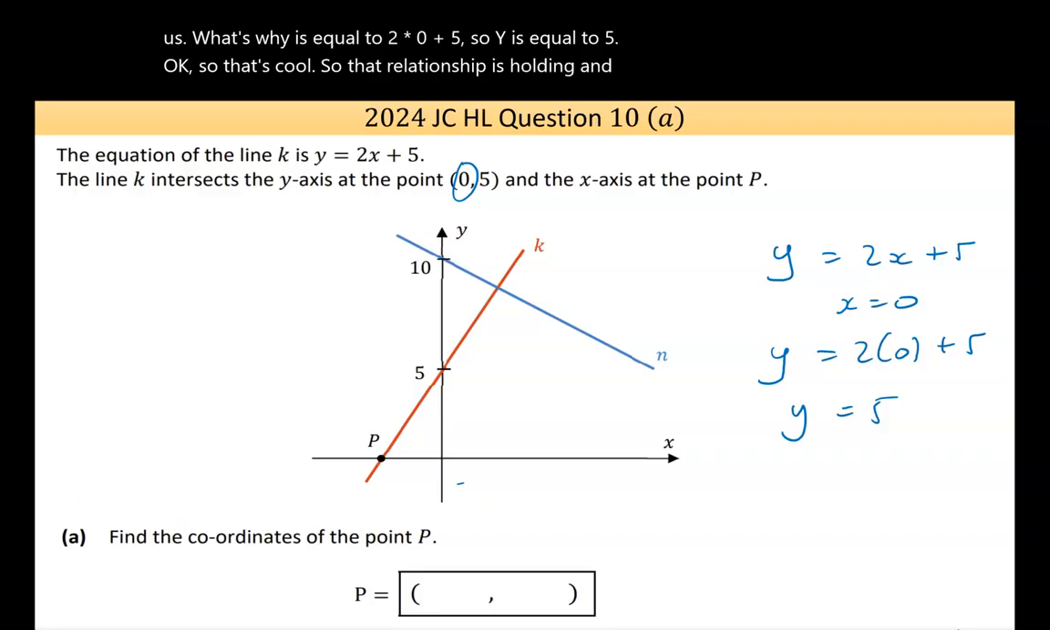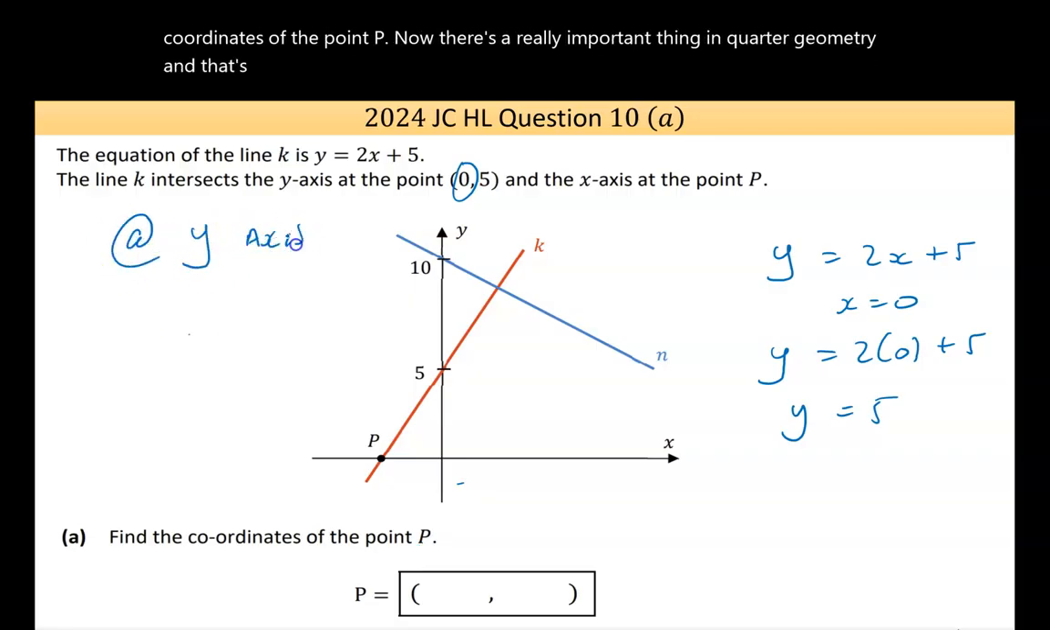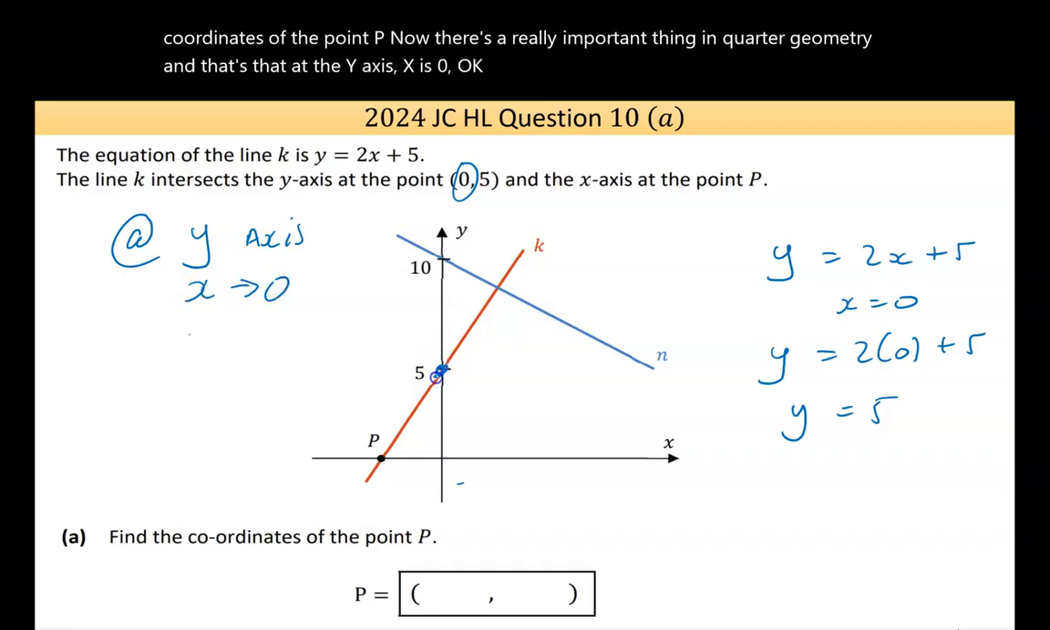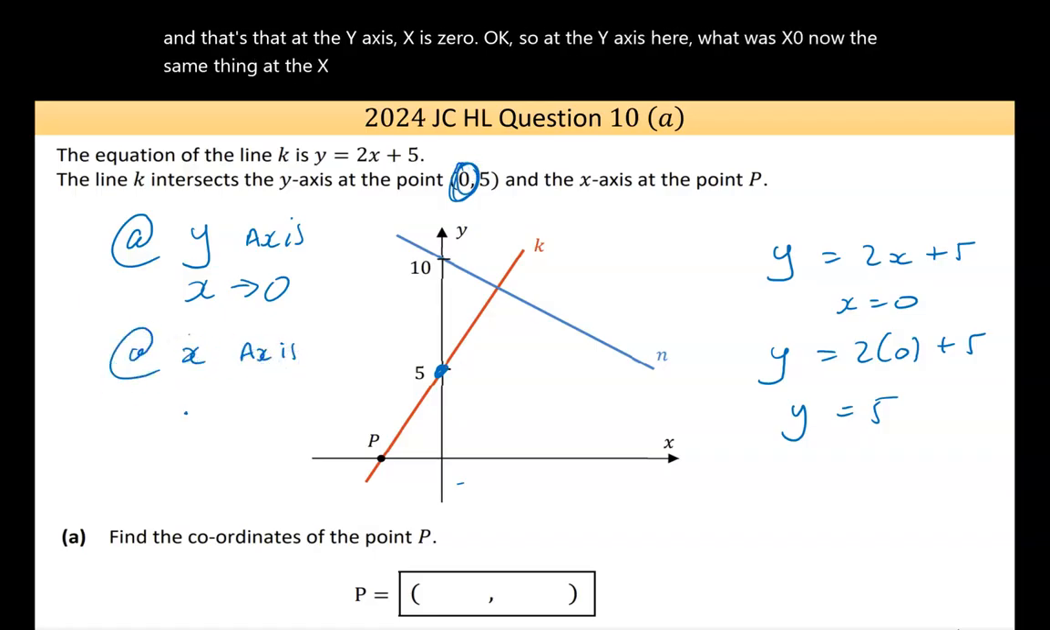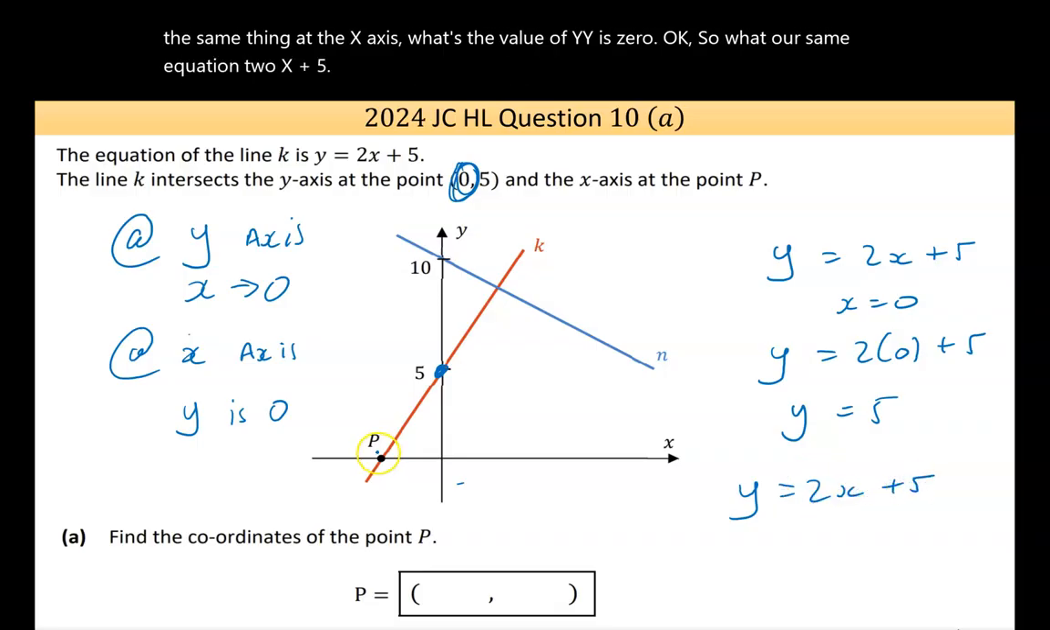And then they're saying find the coordinates of the point P. Now, there's a really important thing in coordinate geometry, and that's that at the y-axis, x is 0. So at the y-axis here, what was x? 0. Now, the same thing, at the x-axis, what's the value of y? Y is 0. So with our same equation, 2x plus 5, at the x-axis, which is where P is, y is 0.